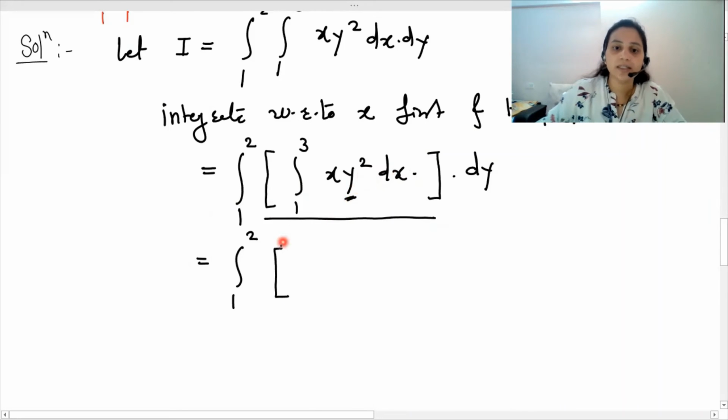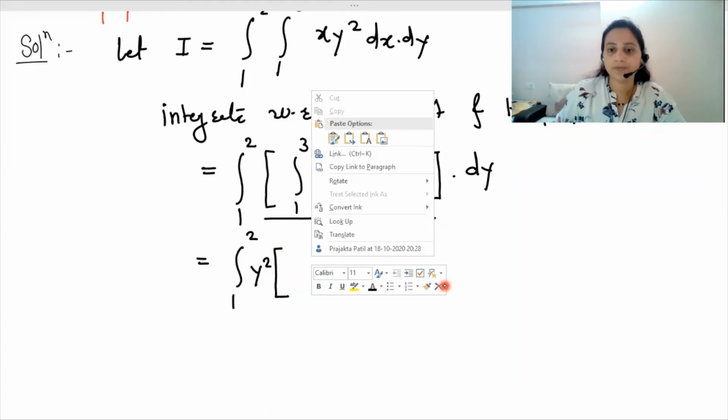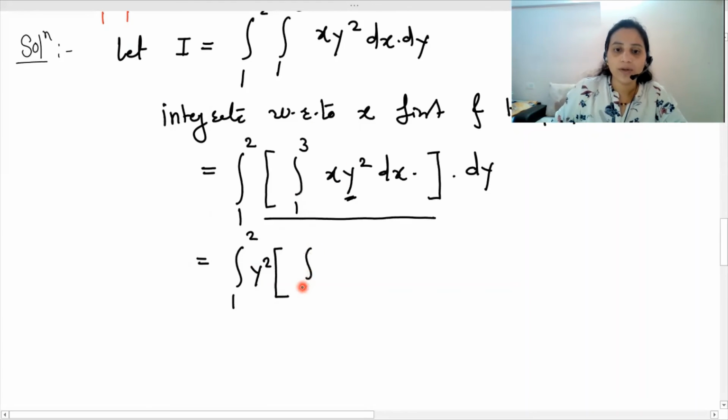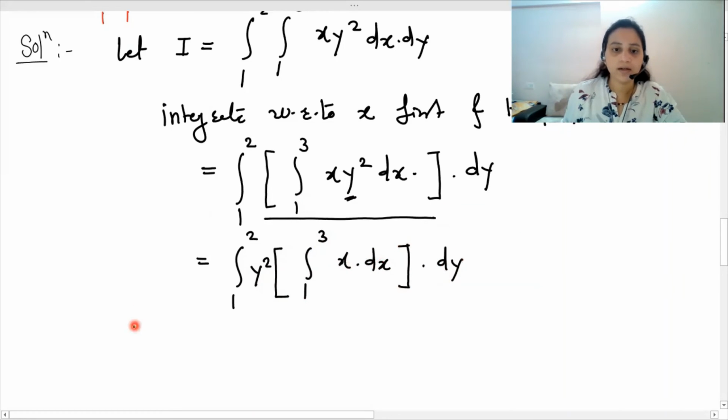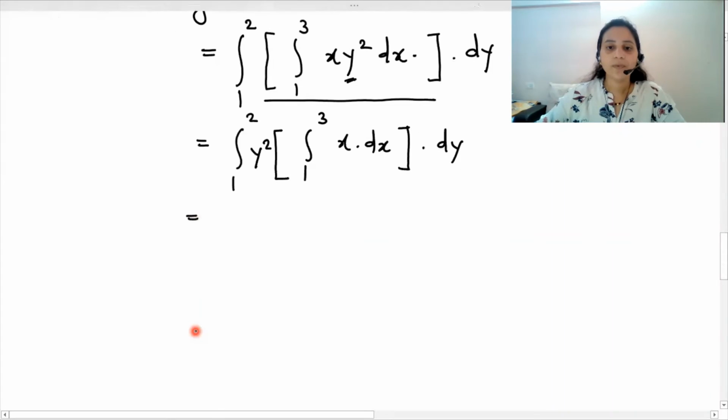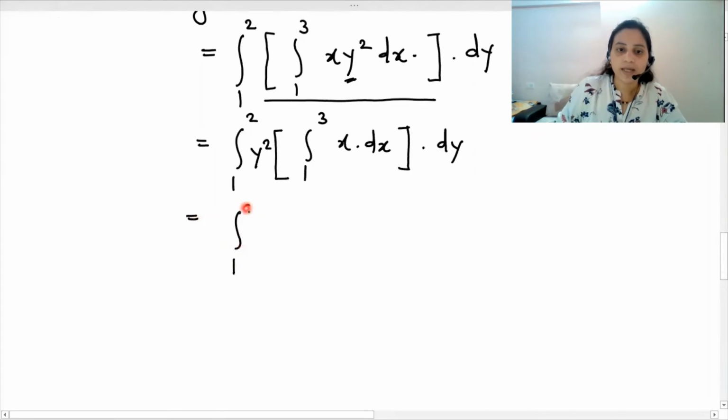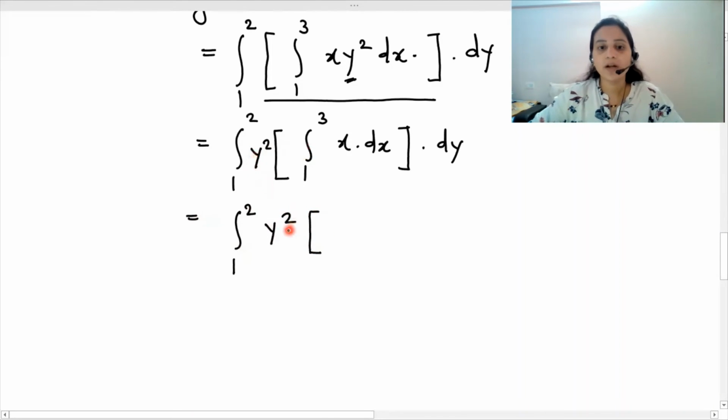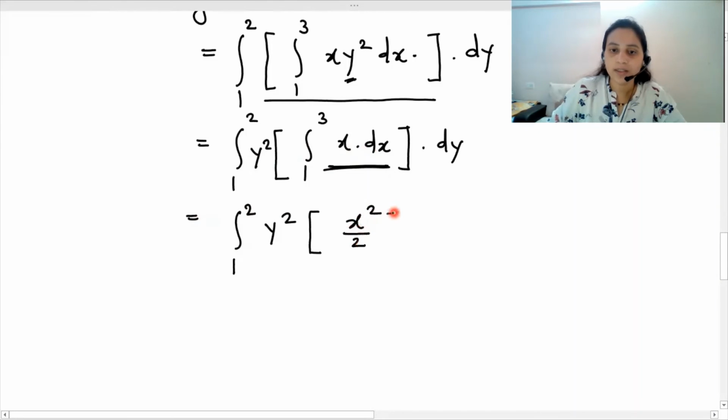So you can take that y outside this bracket. This is y square because y is constant. Now integration of 1 to 3 x dx will only remain in the bracket. Next step, the outer limit remains as it is. This y square, as it is constant, we have written outside this bracket. Now we are going to integrate x dx. What is the integration of x? X square by 2, right? Now put the limits 1 to 3 and dy as it is.